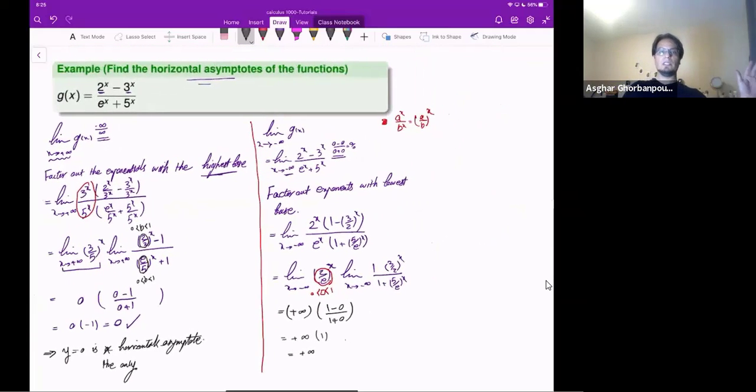Just check 2 limits. Which one gives you a number? That will give you a horizontal asymptote. In this case, only one of them gave us a horizontal asymptote, and this is y equal to 0.